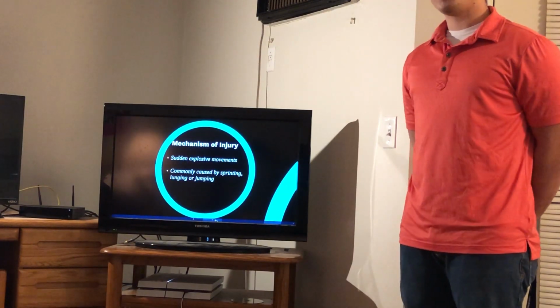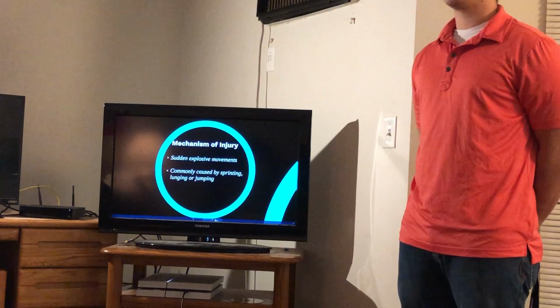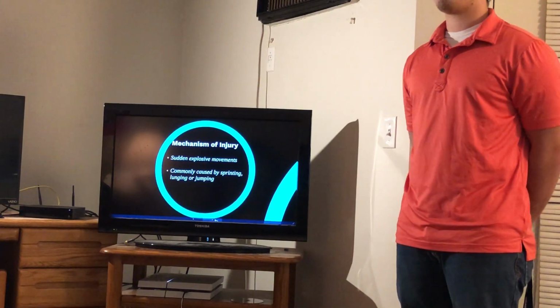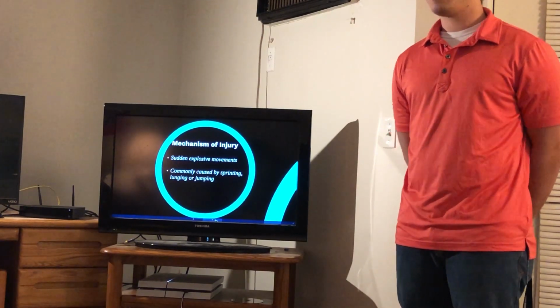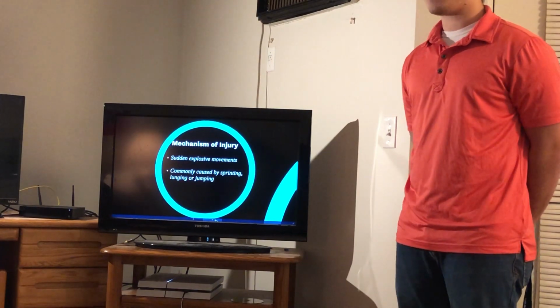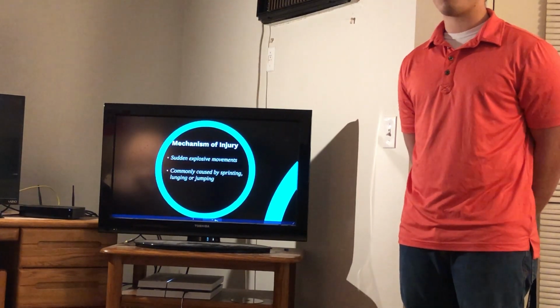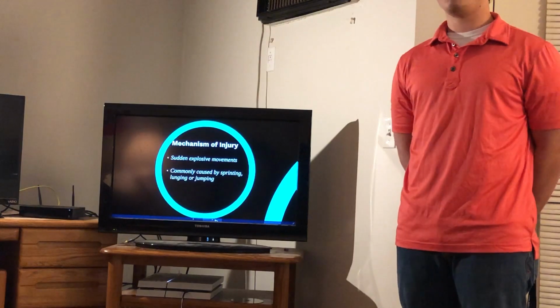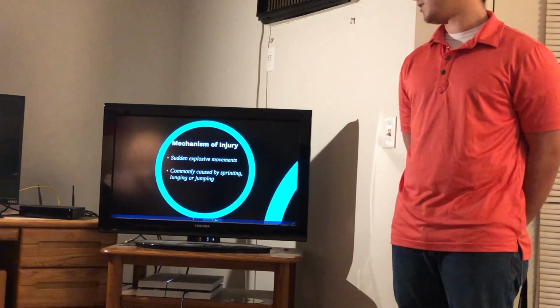The mechanism of injury for a hamstring strain is sudden explosive movements. Now this can happen by jumping or sprinting. That quick movement really just tears that hamstring if you're not fully stretched out or strong enough to deal with the movements you're doing, especially if you are fatigued.